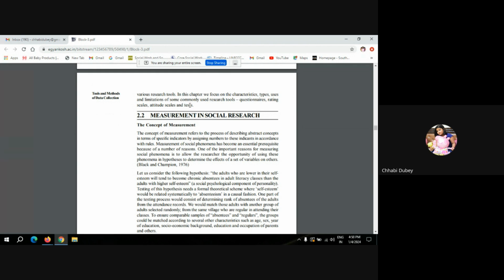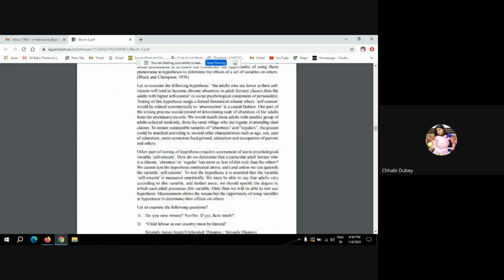One of the important reasons is allowing the researcher the opportunity of using these phenomena in hypothesis building, okay, and to determine the effects of a set of variables on other variables. So, measurement in social research is very important for these two reasons.